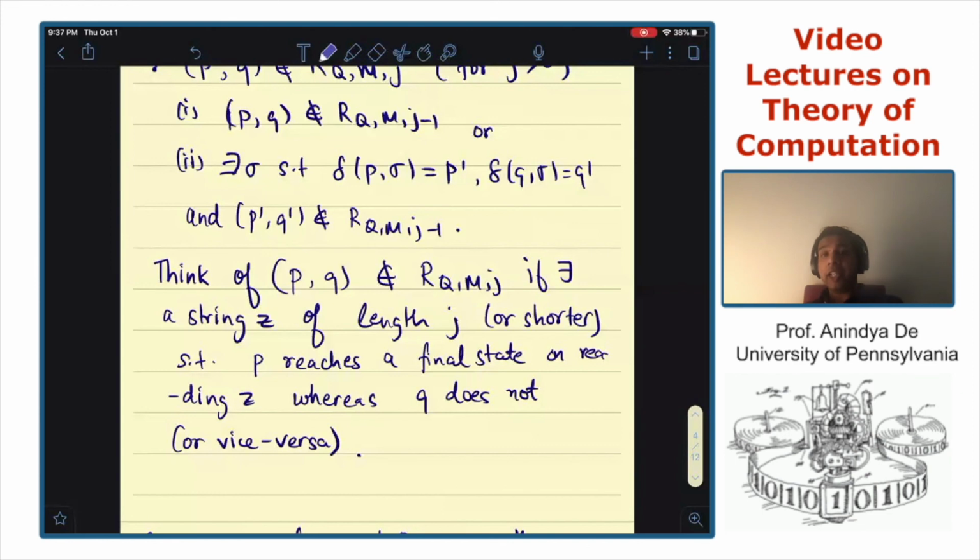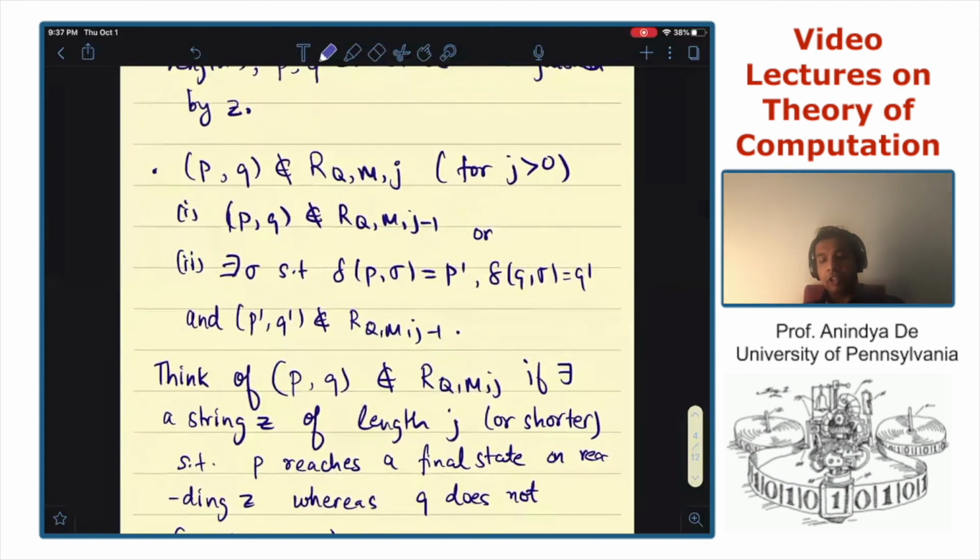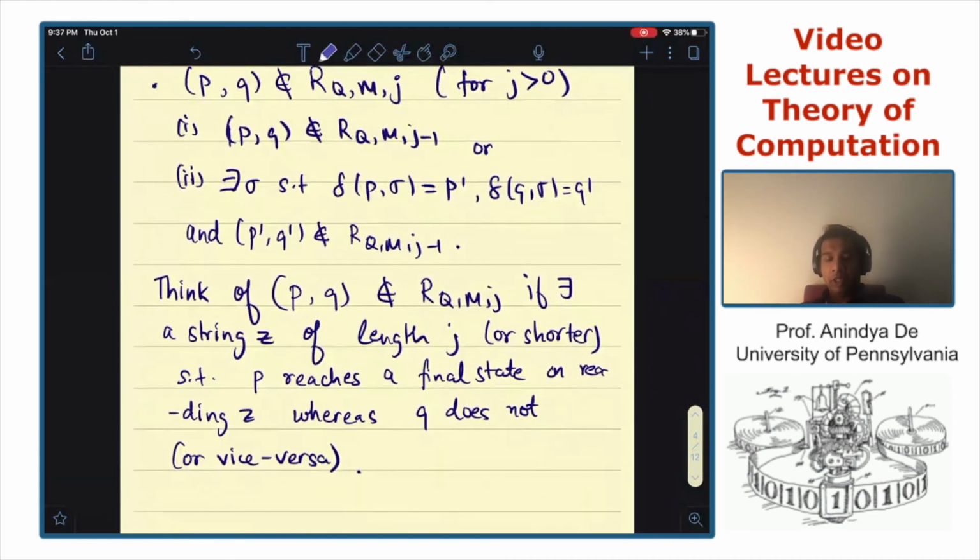Okay, and you can check this interpretation. It is easy to see from the definition of the equivalence relation R_{Q,M,J}, because what we are saying is that P, Q is not in R_{Q,M,J} if it's already not in R_{Q,M,J-1}, or you read a symbol sigma and then you are in two states which can be distinguished in R_{Q,M,J-1}. And so naturally, this leads to this interpretation of R_{Q,M,J}.